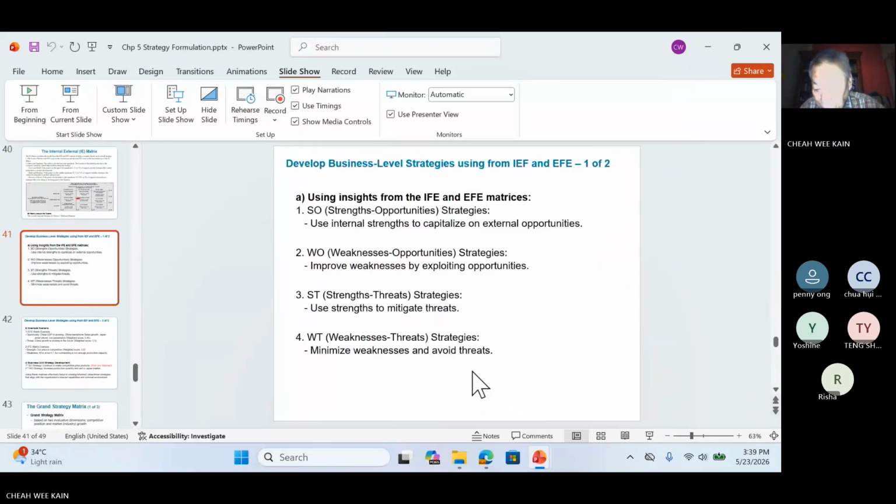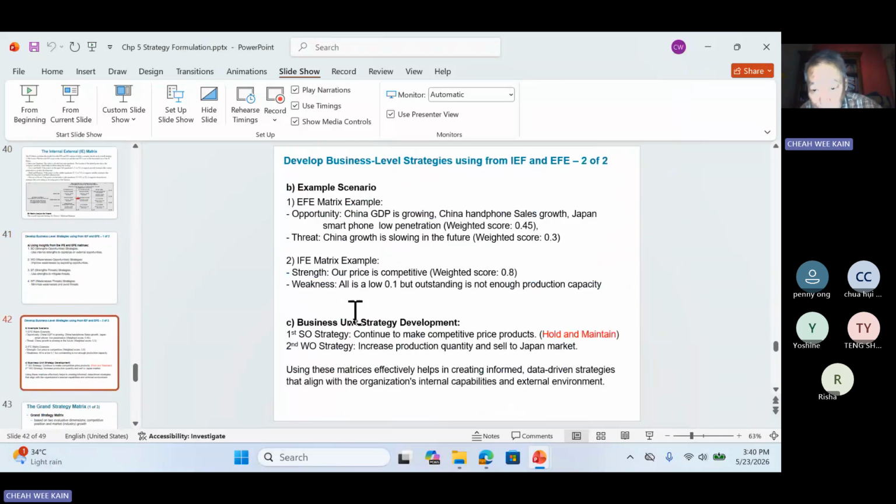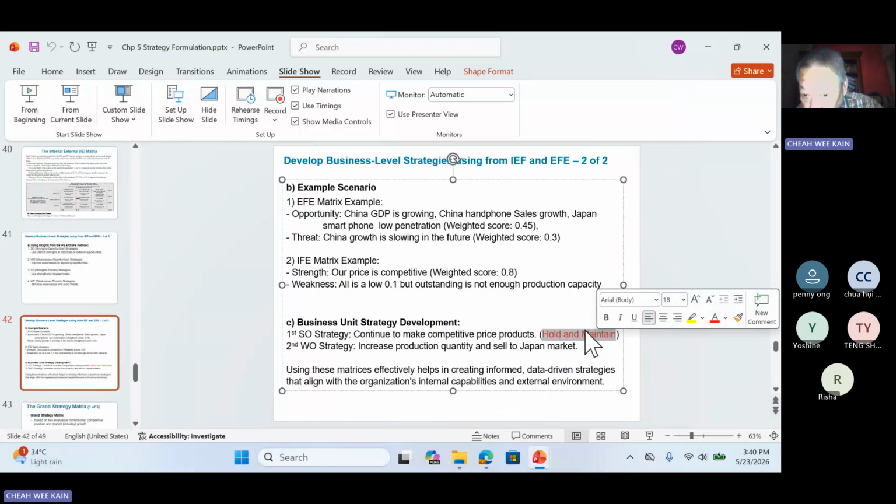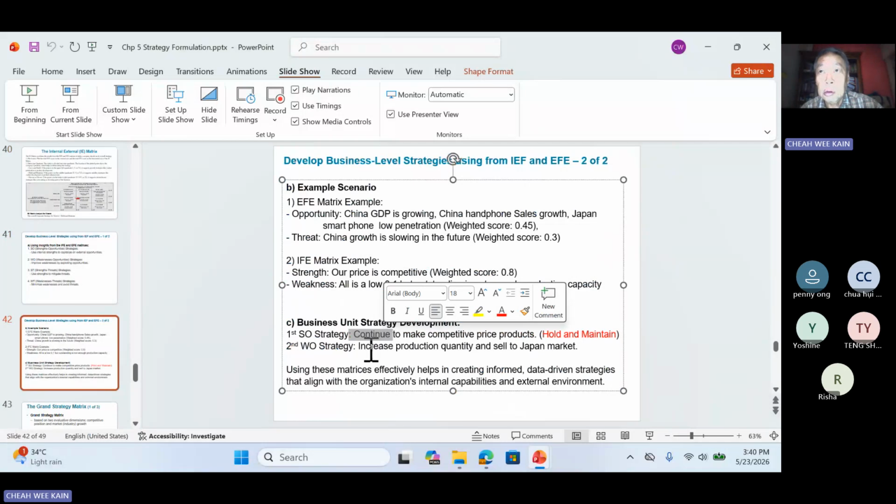If you are somewhere here, please remember, when you do this business, put the wording here. Where are you? Are you hold or maintain or grow? Because we know we must make competitive pricing product. Will it continue? Yes, because you are hold and maintain. But if the word here is grow, it's not just continue. Invest more. Have more factories.